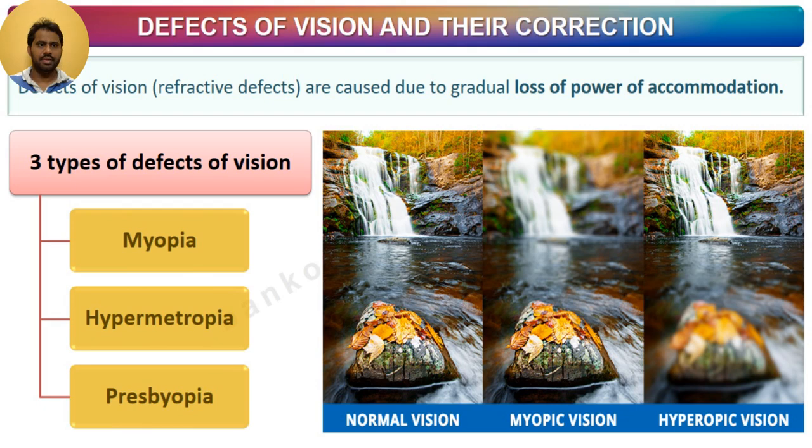100%, this is asked in the exam in one form or the other. What are the defects of vision and what are their corrections? Defects of vision are caused due to gradual loss of the power of accommodation. The entire game is based on the power of accommodation.